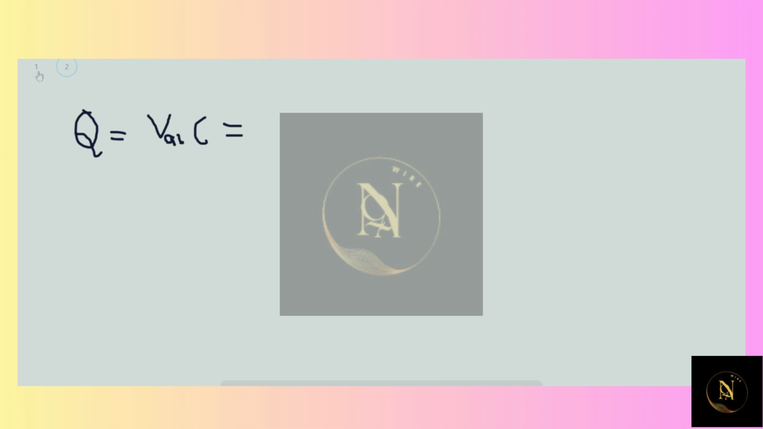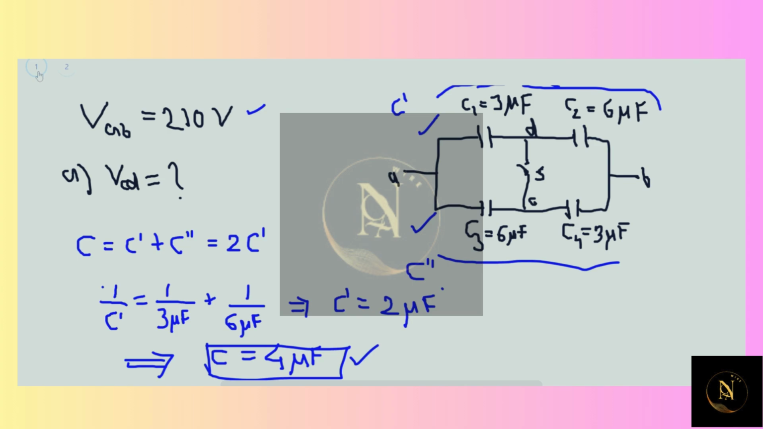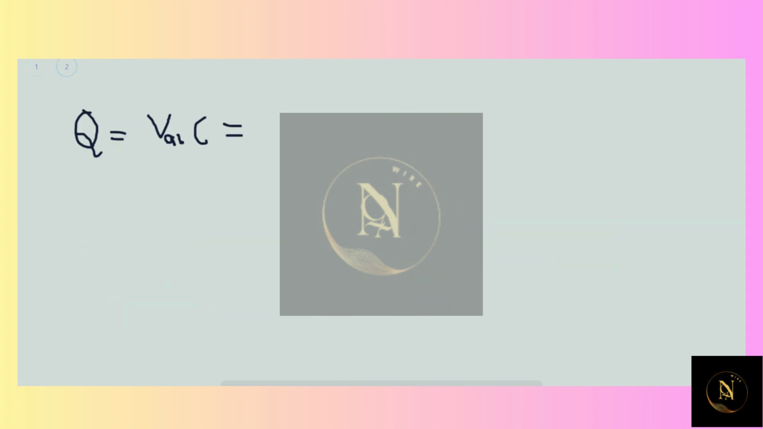As you can see, we have to be a little bit careful here. We have calculated the equivalent capacitance, which is 4 microfarad. And now we need to calculate the charge in each branch. The charge in each branch will be half of the total charge. So let's calculate the total charge.